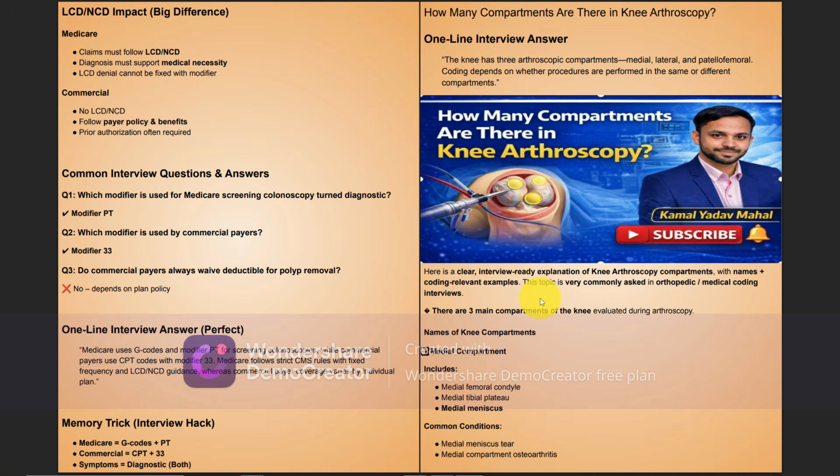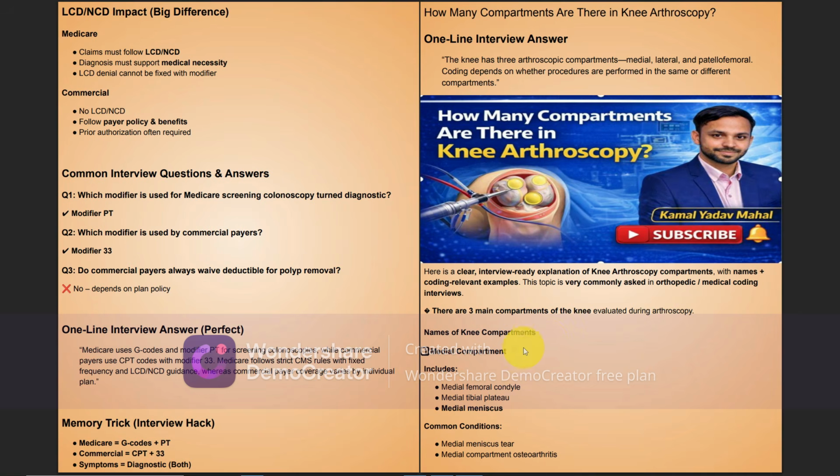Here is a clear interview-ready explanation of the knee arthroscopic components with names and coding-related examples. This topic is very commonly asked in orthopedic or outpatient same-day surgery. In a medical coding interview, there are three main compartments of the knee evaluated during the arthroscopy.